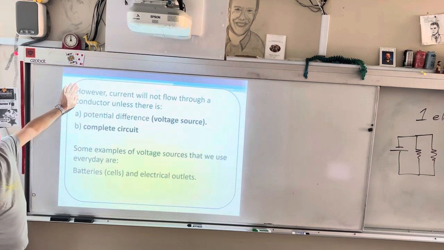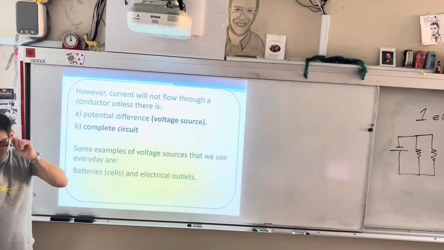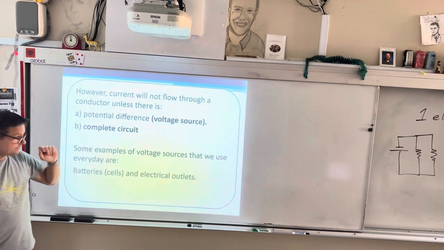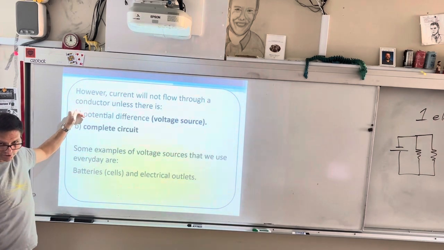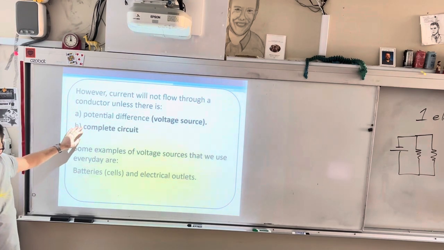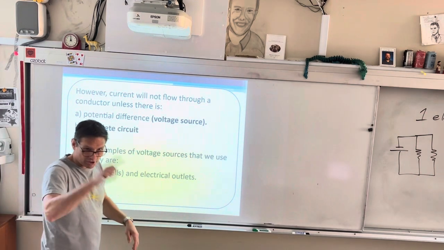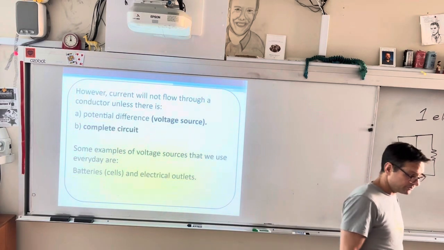So current will not flow unless you have 2 things. You need voltage, you need some push, you need energy in the circuit, power, and you need a complete circuit. You need a road for the trucks to drive around, and the trucks need fuel to push themselves around the road.